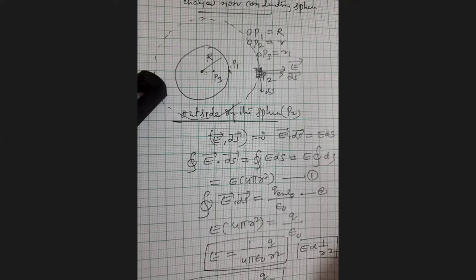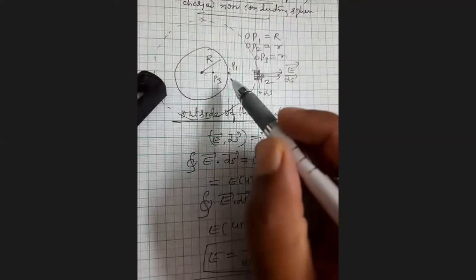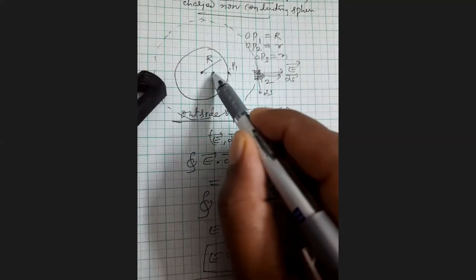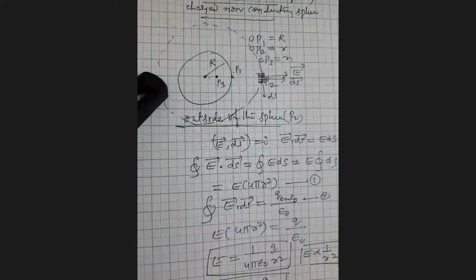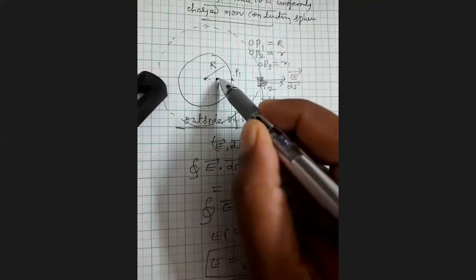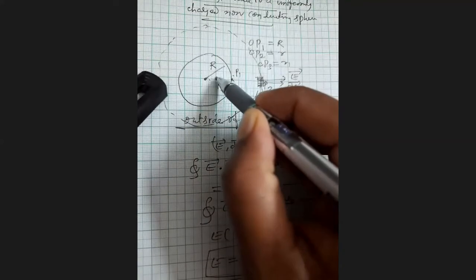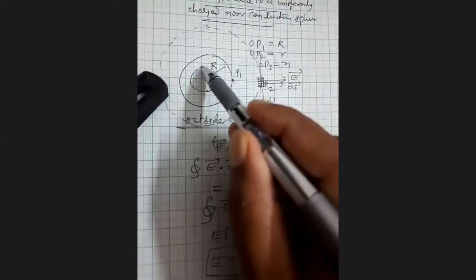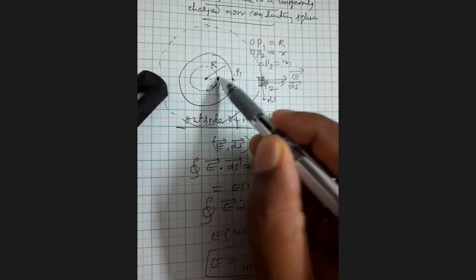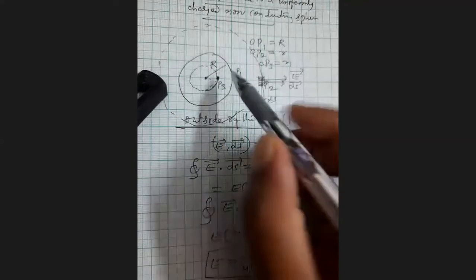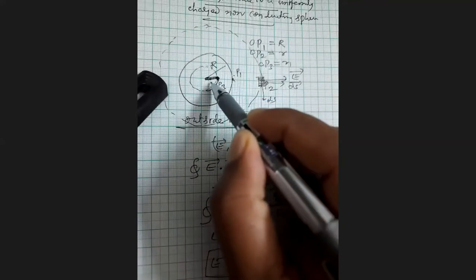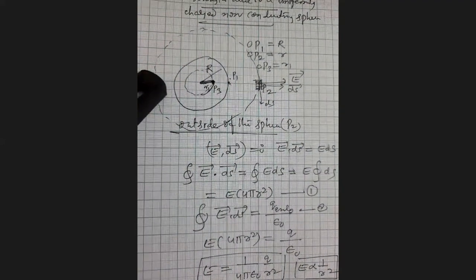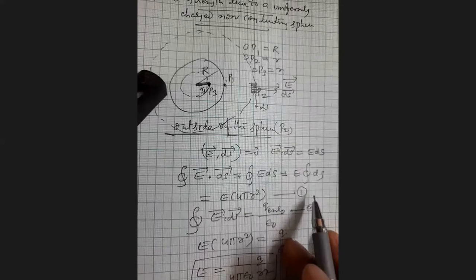Right. Now, let us consider a point inside the non-conducting sphere. Inside the non-conducting sphere is P3. So to calculate the field strength at the point P3, I am constructing again a Gaussian spherical surface like this. So this spherical surface is passing through this point, the point P3 is on this spherical surface. From the center to the point P3, the distance is say r1.